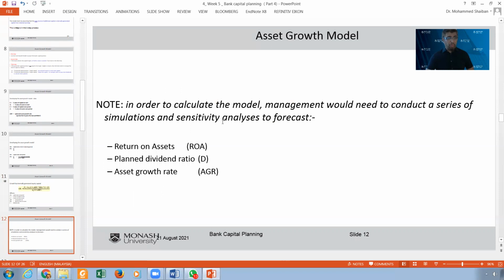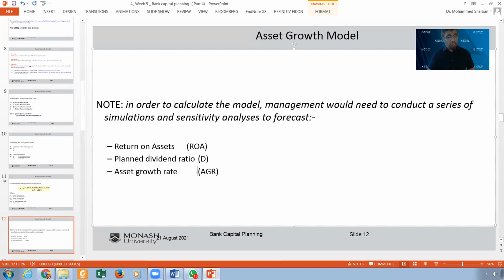Here, in order to calculate, of course, management would need to conduct a series of simulations and sensitivity analyses, which means you have to follow those numbers. How much the ROA should be based on simulations and forecasting. Those numbers should be accurate to calculate. So if you mess up in this one, your plan's actually not clear. Of course, the dividends, you have to be sure about it, which can be based on the constant payout, and also the growth.